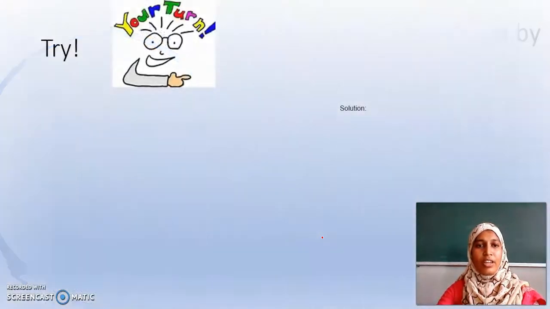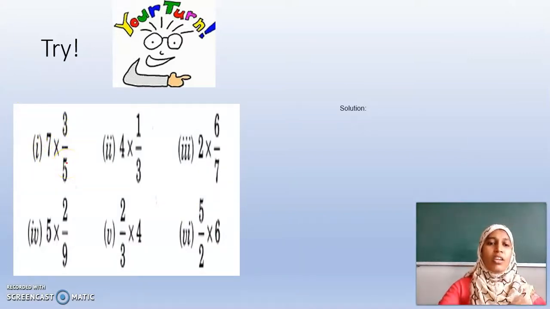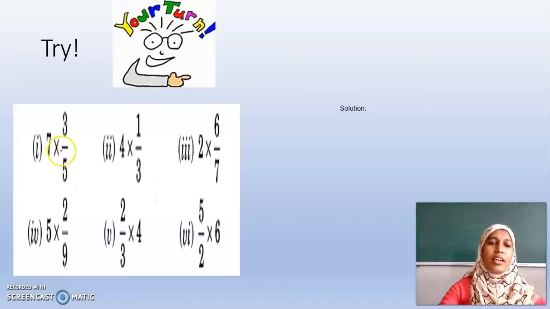Now it's your turn to try a few problems. Here, 7 into 3 by 5. What's the answer? Come on, within 2 to 3 counts you can give me the answer immediately. Very simple questions for you to practice now. 7 into 3 by 5. Got the answer? Take it down in your rough note or rough paper.